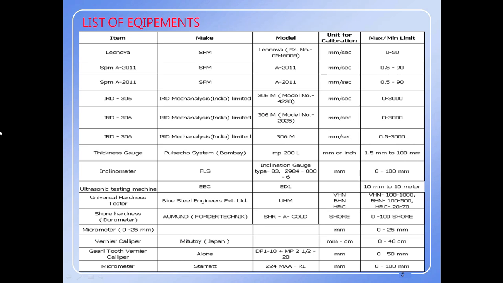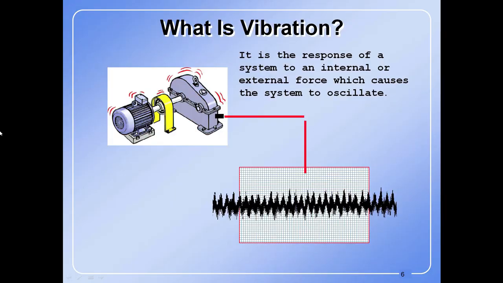You can see here the list of equipment: item name, make, model, unit for calibration, maximum limit. What is vibration? It is the response of a system to an internal or external force which causes the system to oscillate.